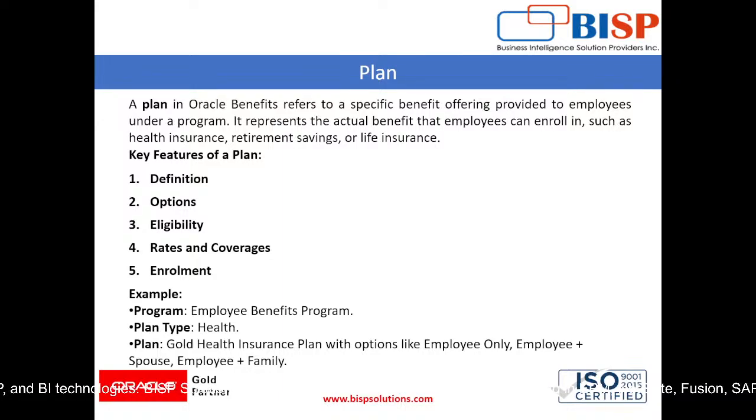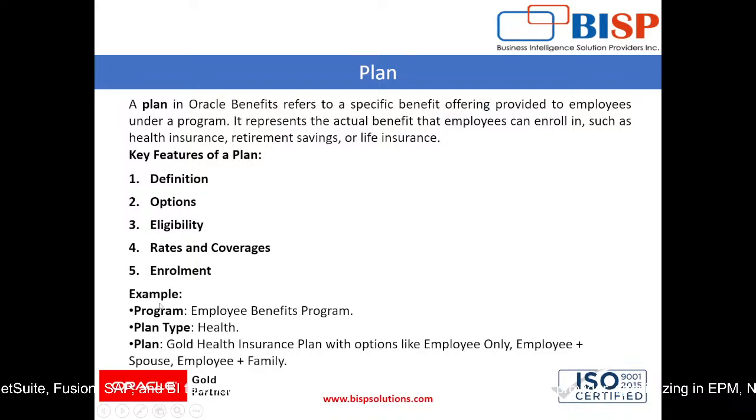Then comes your rates and coverages. Each plan has associated rate and coverages. For example, coverage amount for life insurance. Then there is enrollment. Employees can enroll in plan during specific periods such as open enrollment or triggered by life event, like marriage or having a child.